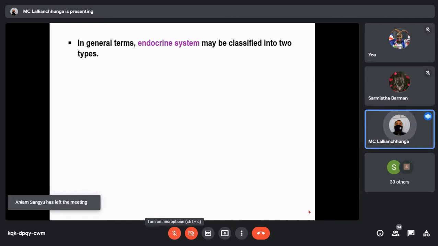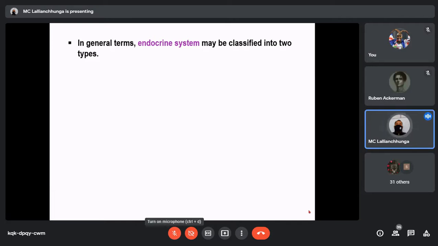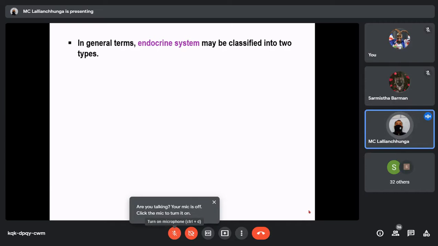In the last class we talked about the endocrine system. You already know it consists of endocrine glands, and endocrine glands produce hormones. Hormones are very important in controlling metabolism inside our body. Today we'll see what are the two classes of endocrine under this endocrine system.